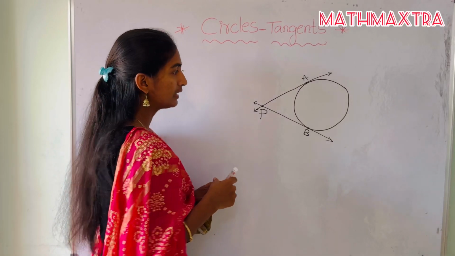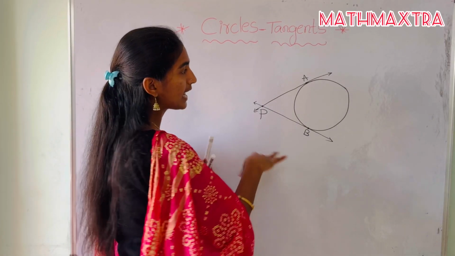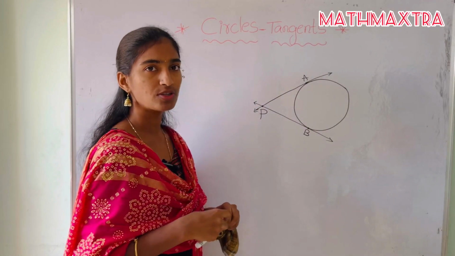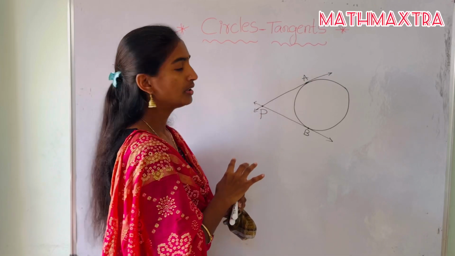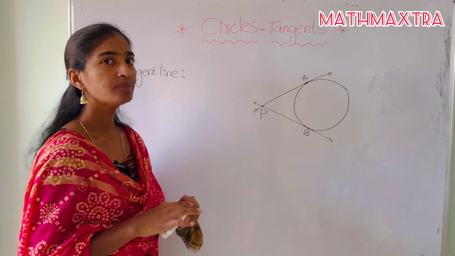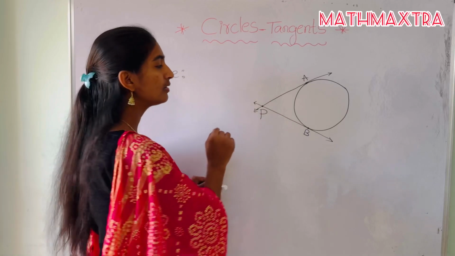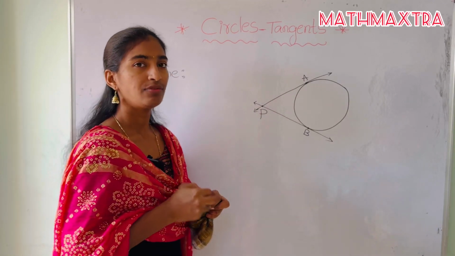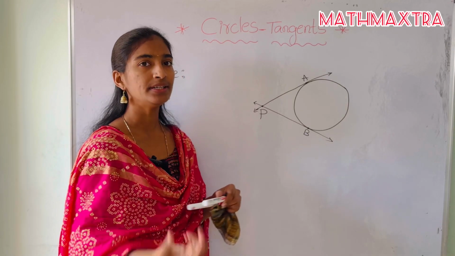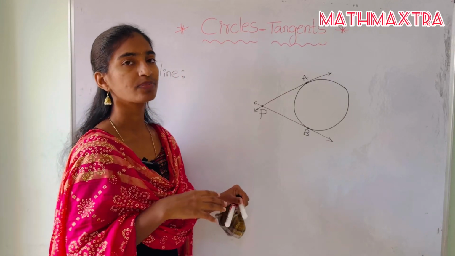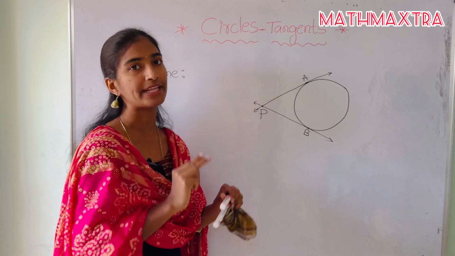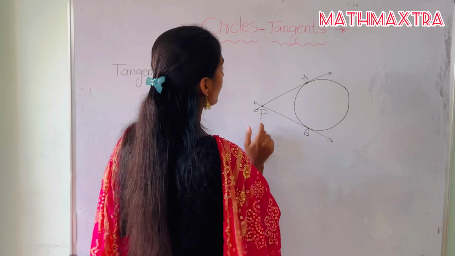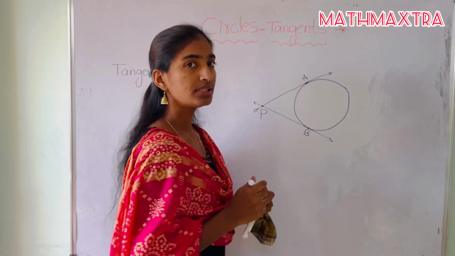And if you try to draw any other tangent through this P, is it possible other than these two? It is not possible to draw more than two tangents from a point exterior to the circle. Meaning if you consider a point which is exterior to the circle, we can draw exactly two tangents through that point.